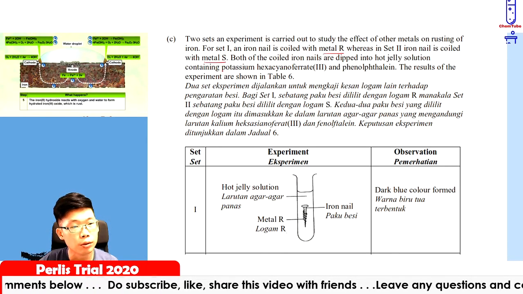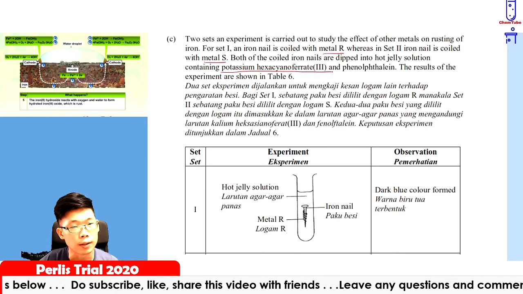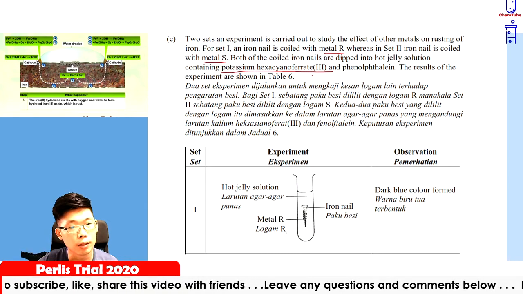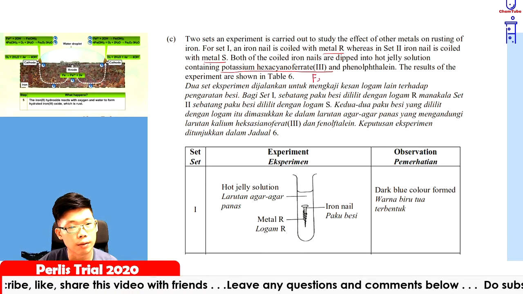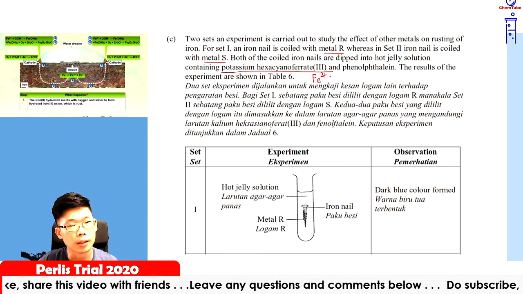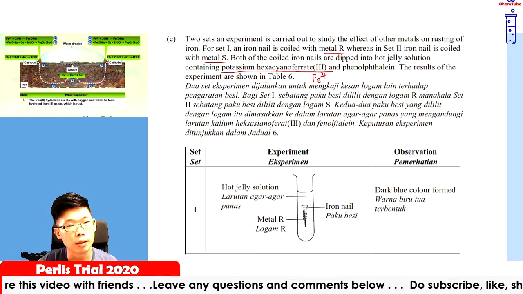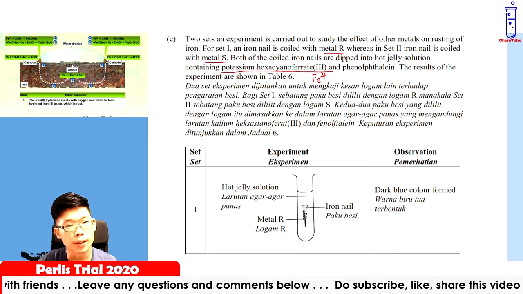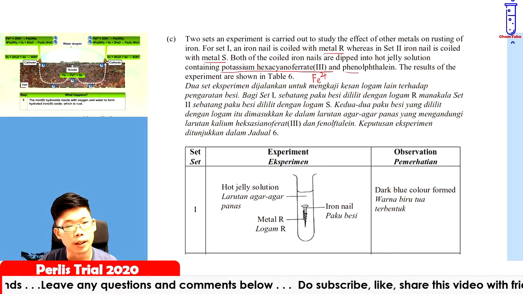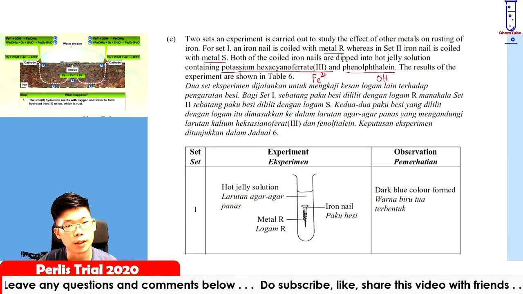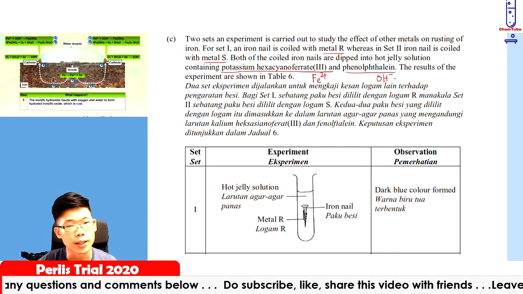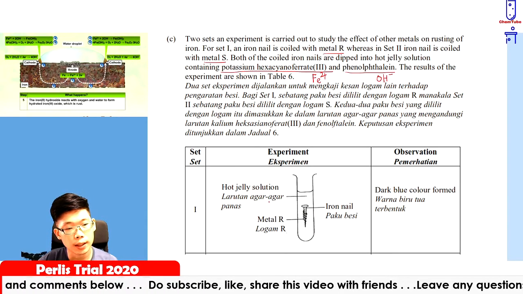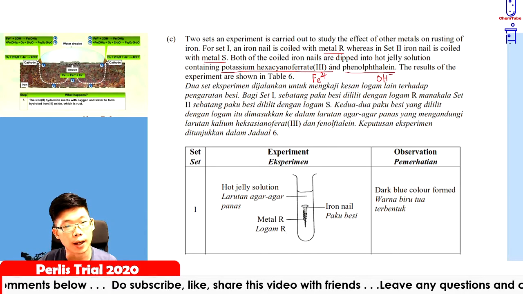Okay, there are 2 chemicals in the solution here. Potassium hexacyanoferrate, just remember, is used to detect the presence of iron(II) ions. In other words, if rusting occurs, it shows a blue color because of the presence of iron(II) ions. If no rusting, the phenolphthalein detects the presence of hydroxide ions, and it shows a pink color. So the hot jelly solution contains both chemicals here.